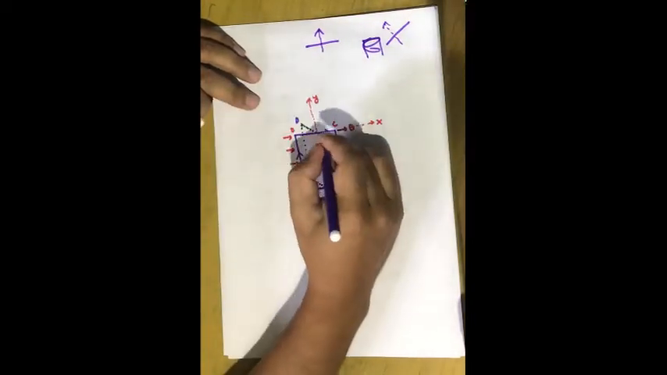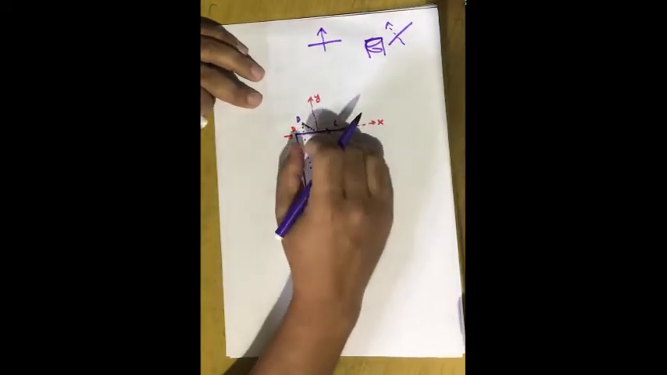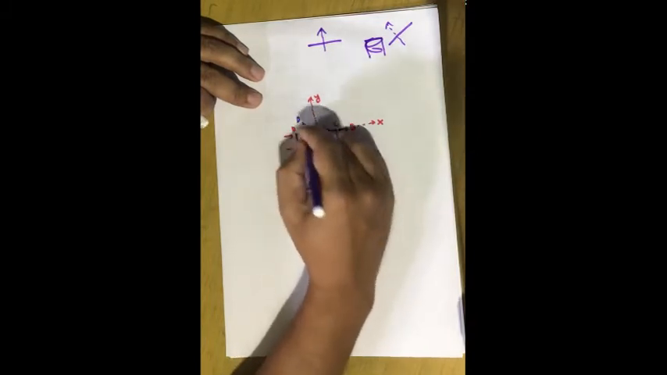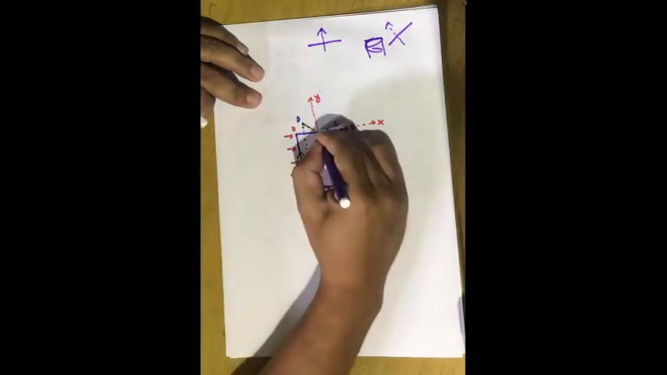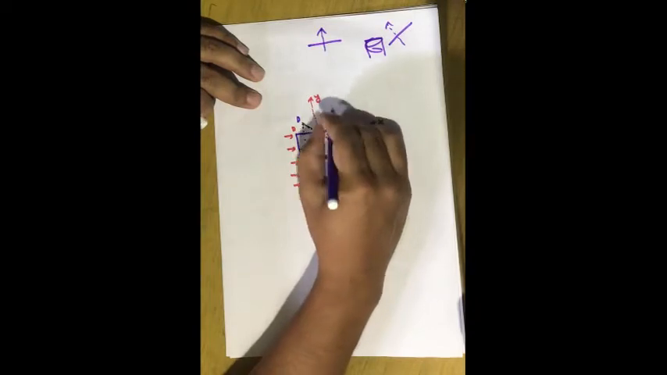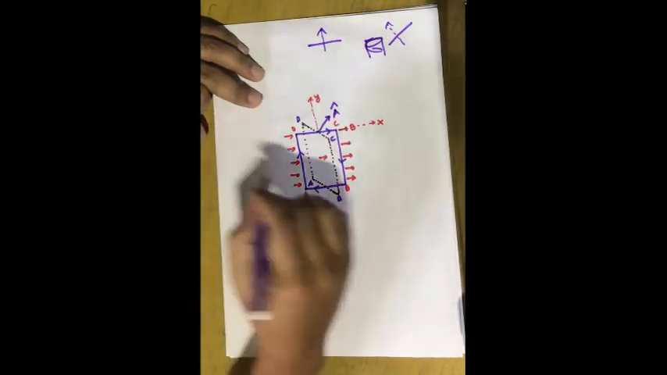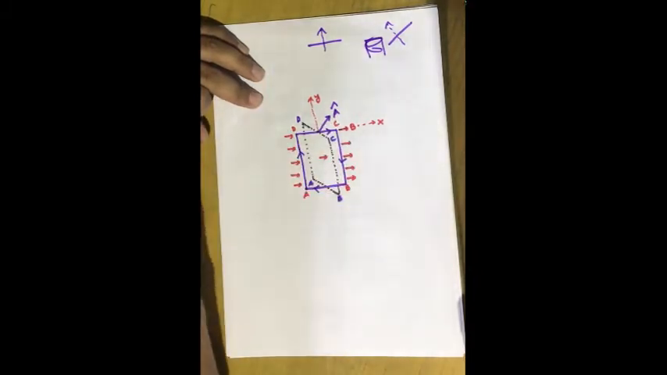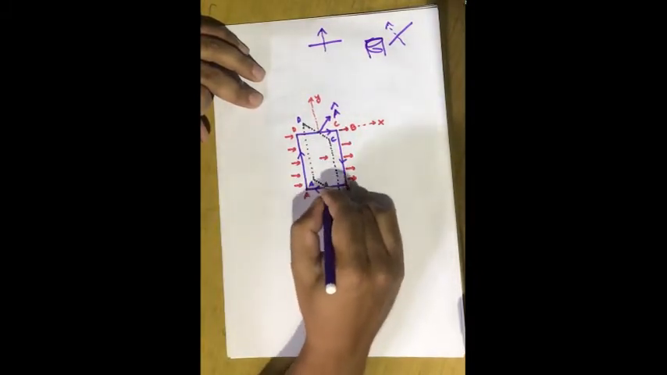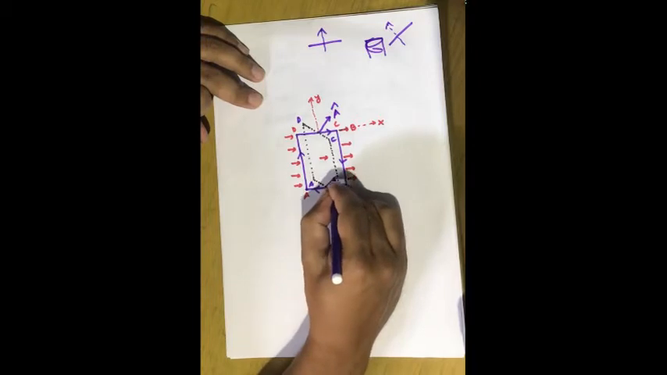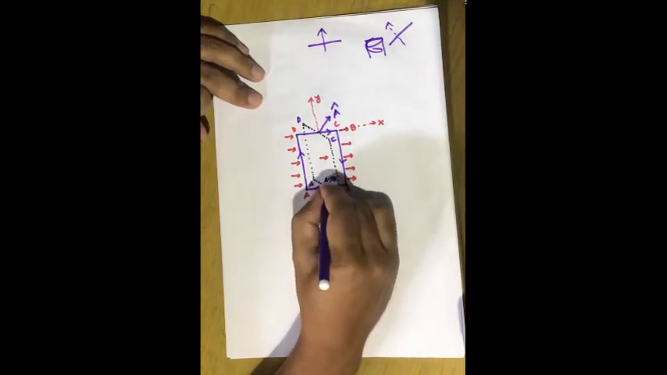We assume that the normal vector to the dotted line CD is now along this direction. This is A cap, our area vector. So this is the value of A cap, and therefore on the line AB also, this is the value of the area vector A cap.